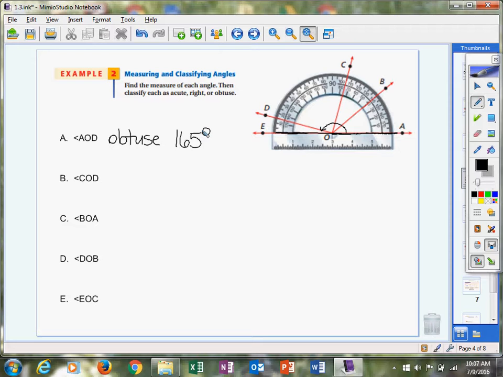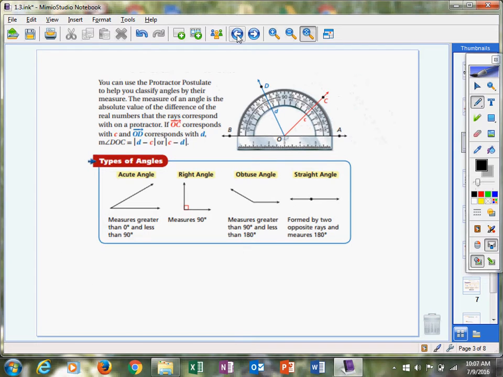So let's try another one, angle COD. All right? So what we can do is a little bit of subtraction, kind of like we did with the segment part of it. On the page prior, I didn't do a good job explaining that, I don't think. If you were trying to find COD, for example, you could find wherever C is located and D is located. You could subtract them in any order as long as you take the absolute value, kind of like what we did in a previous lesson, okay?